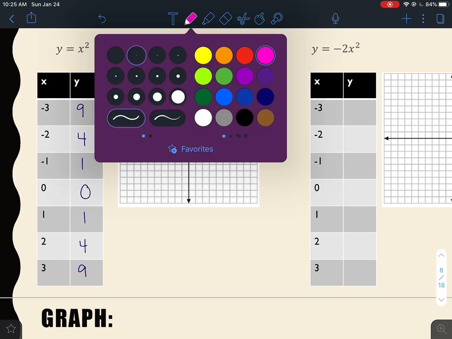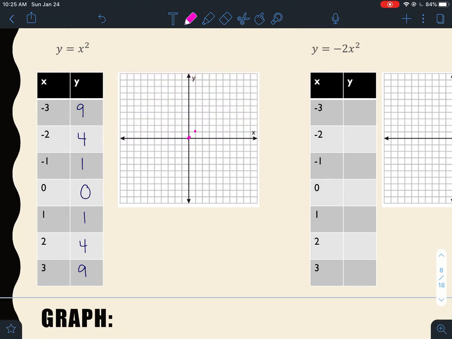So let's graph those points: 0, 0; 1, 1; 2, 4; 3, 9; -1, 1; -2, 4; -3, 9. Notice if you connect those dots, you have a happy parabola, or a parabola that opens up. In this parabola, the vertex is down here, and it's a minimum, and it would be the point 0, 0. That is also the x-intercept and the y-intercept, because that's where the graph crosses both axes.